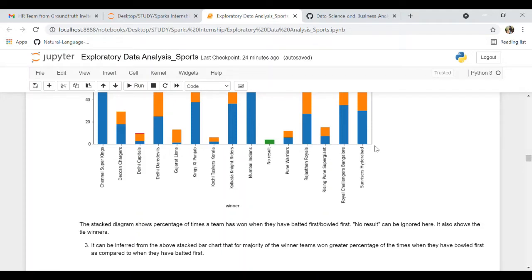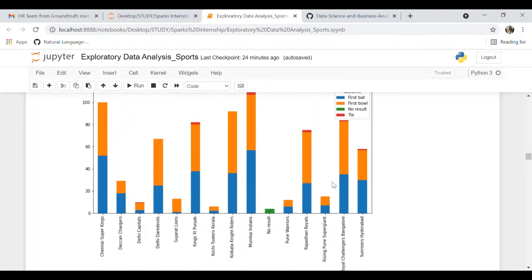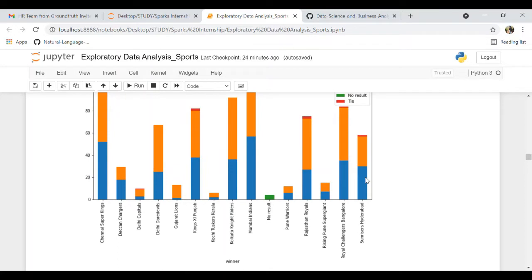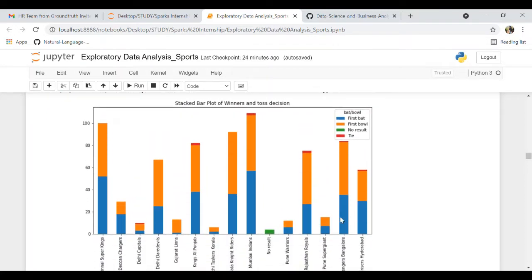Alright, so from this we can see that for the majority of the teams, there's a greater proportion of times when they have bowled first and they have won, as compared to when they have chosen to bat first and they have won.